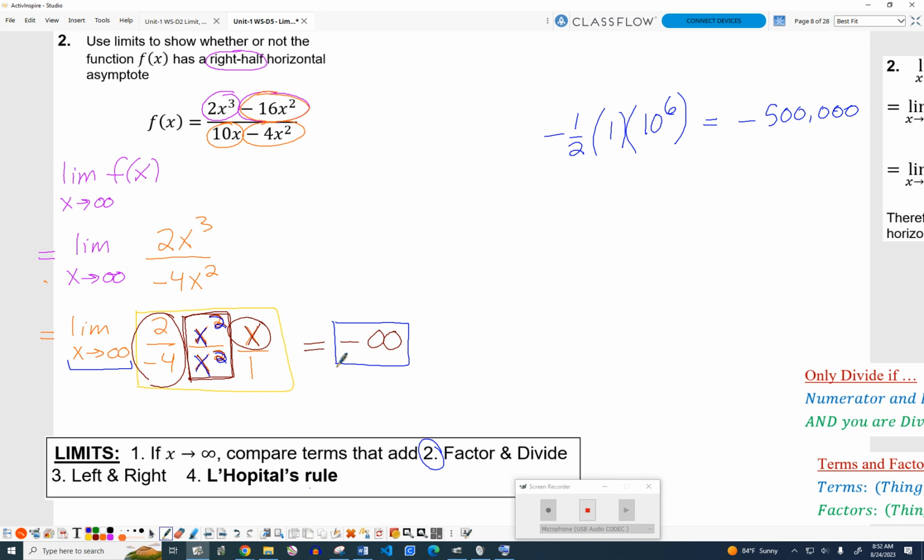Correct. Okay. When you're finding the limit as x approaches infinity, if your result of the limit is a finite number, then you have a horizontal asymptote. That helps a little? Good work.